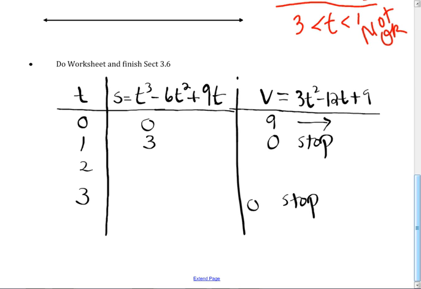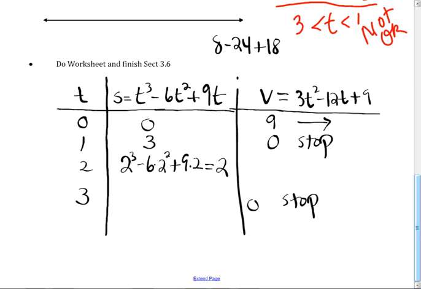And anybody figure out what s of 2 is? 2 cubed. Well, this is not bad. Minus 6 times 2 squared plus 9 times 2. Can we do that in our head? I put 2 in right here. This is 8. 4 times 6 is 24 plus 18. So that's a 2. Trust me on the arithmetic.